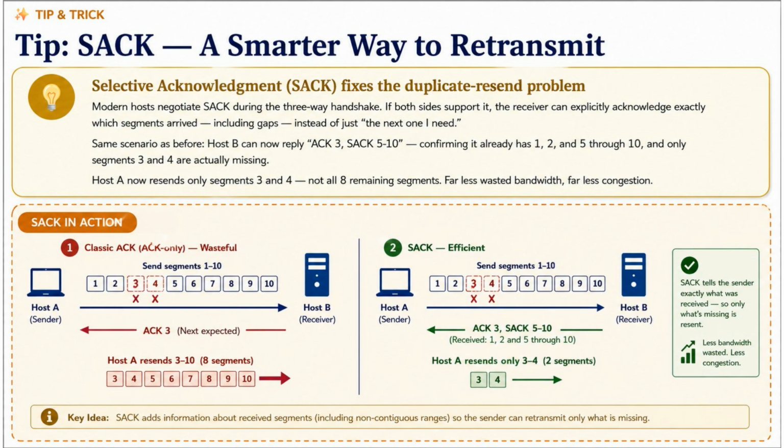SACK, selective acknowledgement, fixes the wasteful full resend problem, negotiated during the three-way handshake if both sides support it. Same scenario as before, but now host B can reply ACK 3 SACK 5 to 10, explicitly confirming it already has 5 through 10 and only needs 3 and 4 resent. Host A resends just those 2 segments instead of 8, dramatically less wasted bandwidth and congestion.